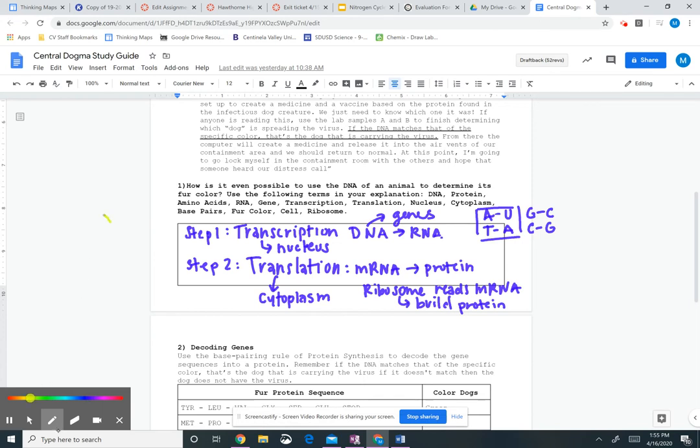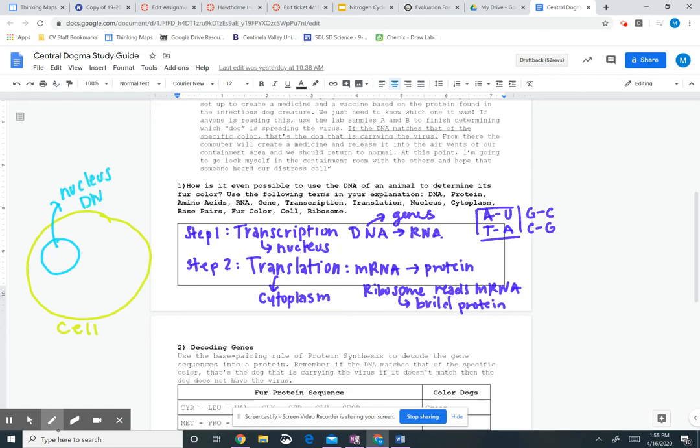say this is my cell. If this whole thing is my cell, then this part in here is going to be the nucleus, and that's where the DNA is. And all this stuff out here is all cytoplasm. So that just gives you an idea of where everything is. Okay, so that's one of the big things on there.